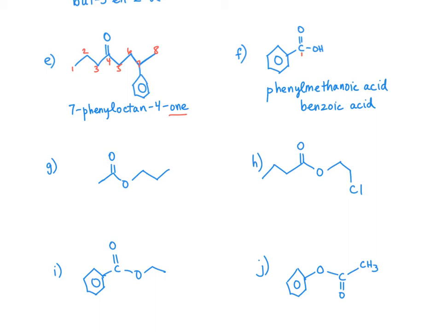Okay, moving on to G. Check out this functional group. We've got C double bond O. I'll use the highlighter here. We've got C double bonded to an oxygen, single bonded to another oxygen. There is your ester linkage.